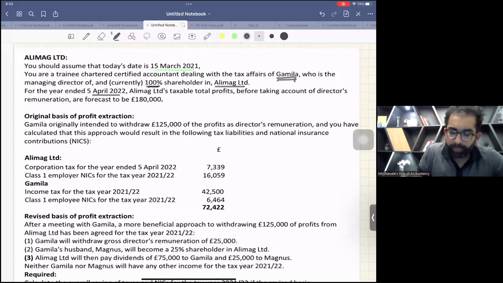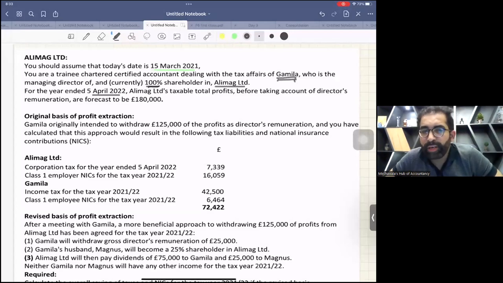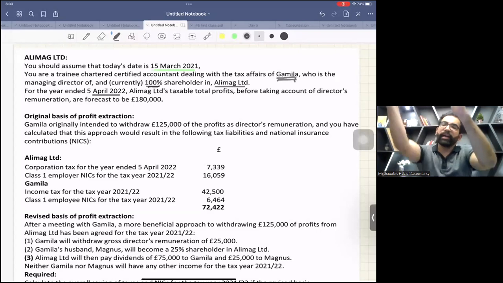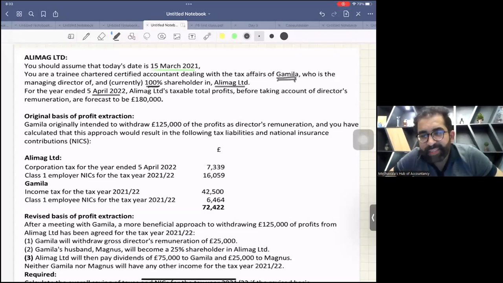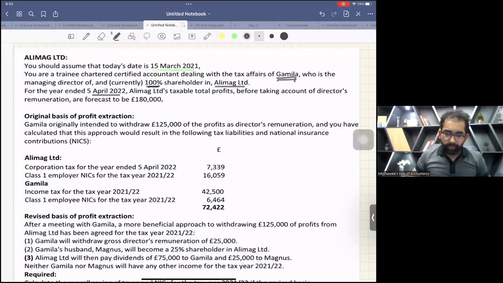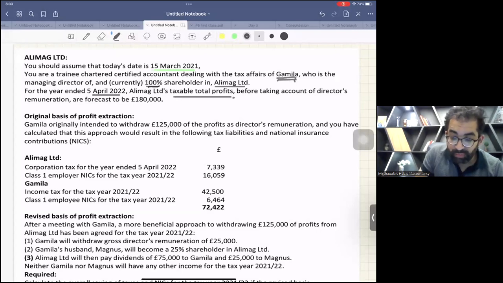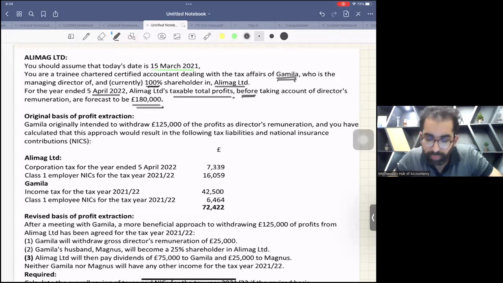For the year ended 5th April 22. Now, the good news is your accounting period and fiscal year is already aligned for the year ended 5th April 22. So when the accounting period and fiscal year are aligned, you don't need to do any basis period calculation. I hope you remember, right? Now, Ali Mag Limited's taxable total profits before taking account of directors' remuneration, see the word before, are forecast to be 180,000. This will be the profit of this company before deducting directors' remuneration.